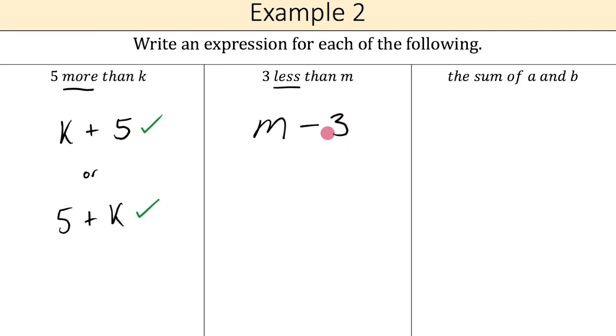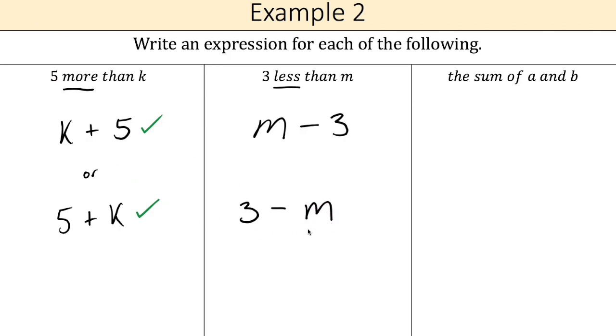Because this is saying 3 less than m, minus 3. Now, where most people are going to make a mistake with this question is by simply following the structure or the order of the question itself. So what they're going to do is, well, 3 comes first, so they're going to write 3 down. Then they're going to see the word less, so they're going to subtract. And then m is the last thing in the question, so they're going to put m as the last position.